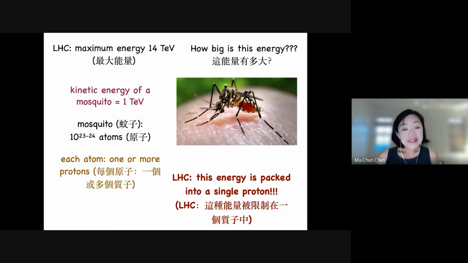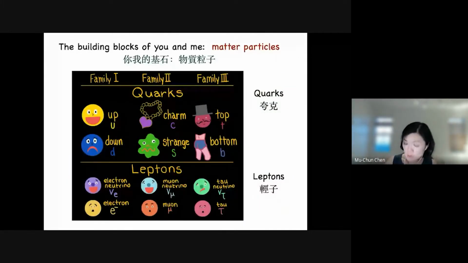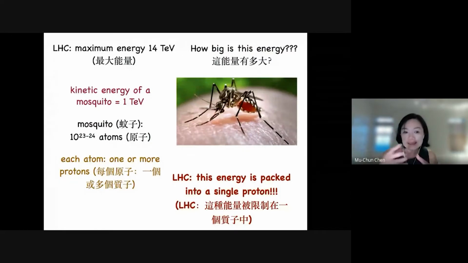So a mosquito contains about 1 to 10 moles of atoms. I'm just doing a back of envelope calculation. So this is roughly 10^23 to 10^24 atoms, where each atom has one or more protons, right? So there's an order one number of protons. So even though this total energy is roughly the kinetic energy of one mosquito, at the Large Hadron Collider this energy is packed into just one single proton. So this is actually a really, really large energy, right? With this energy, we can break the protons apart and study their constituents, all right? And this is the way that particle physicists discover all the elementary particles and study their properties.